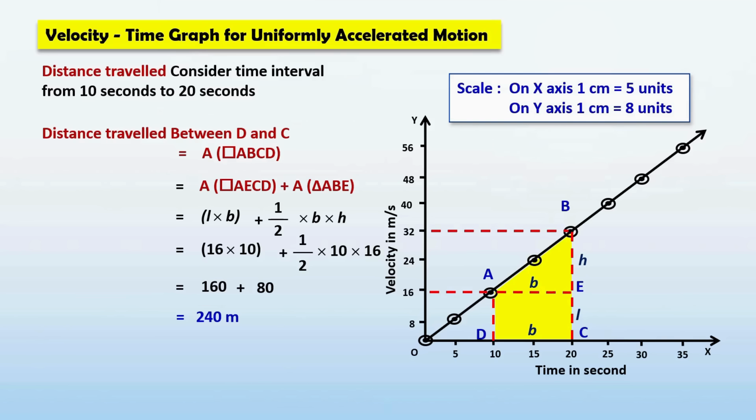Now add the areas of the rectangle and the triangle. 160 plus 80 gives 240. Therefore, the distance traveled from 10 seconds to 20 seconds is 240 meters. This example shows that the distance traveled in a velocity time graph can be found by calculating the area under the graph.